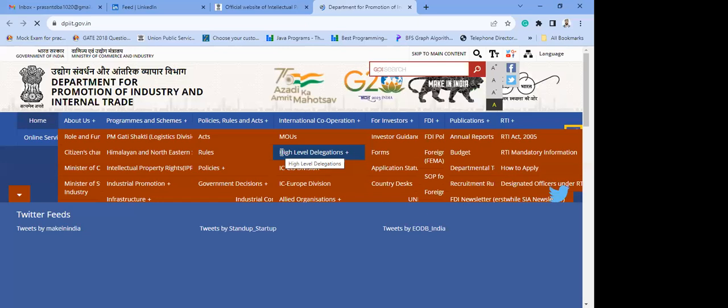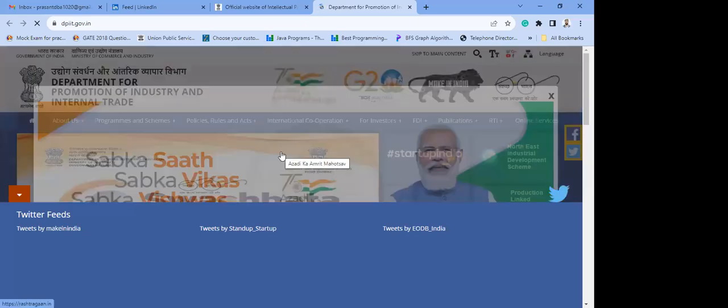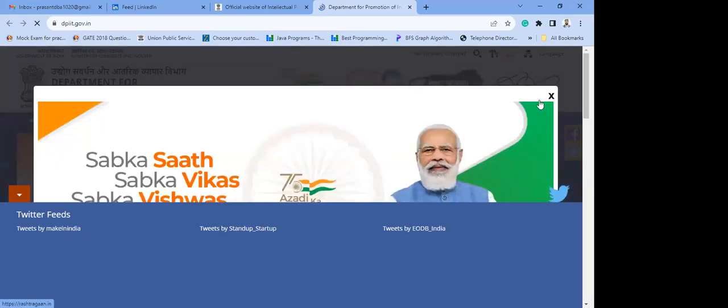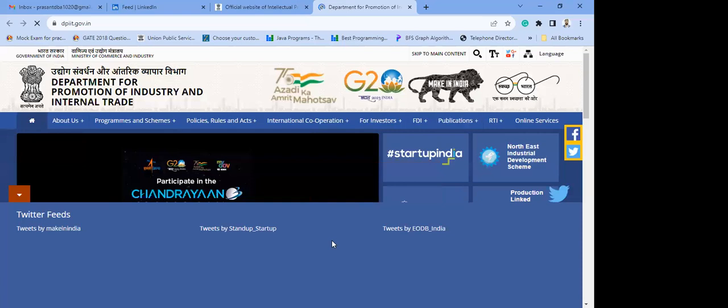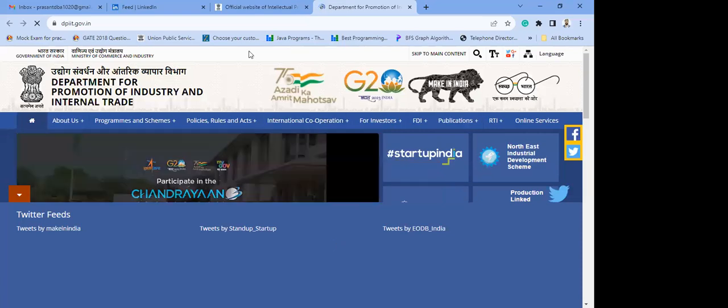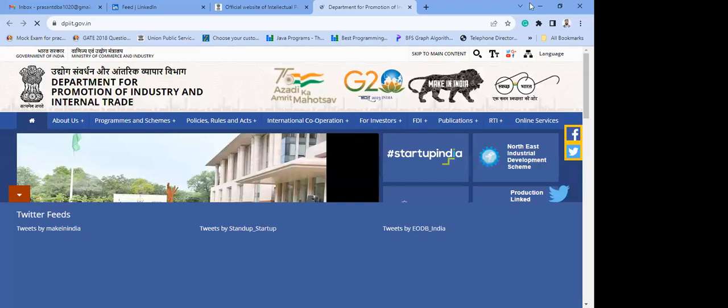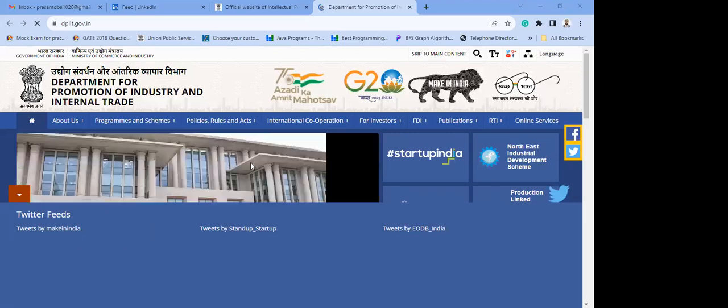So this is our Department for the Promotion of Industry and Trademark Registration process, commercialization, like an internal trade. Whatever patents you have done, you can check here what we have done. We can easily find out what patents are published, what patents are done, and what we can improve.